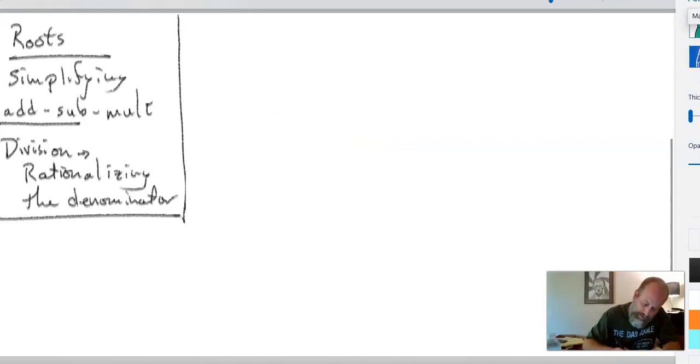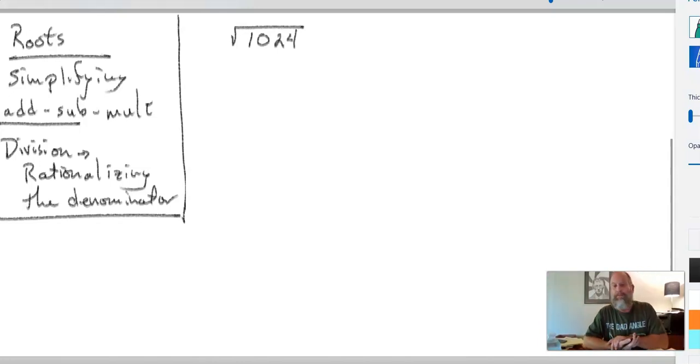Let's go ahead and work out the square root of 1024. So go ahead and pause. Okay, so if you're done pausing now, if you unpause it, let's go ahead and walk through this.